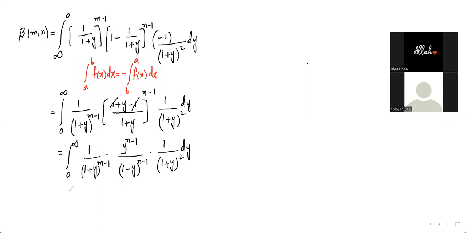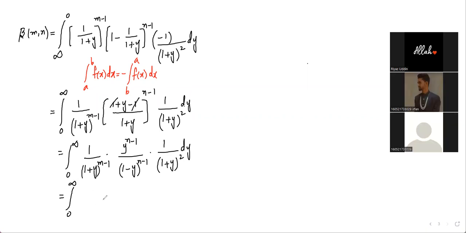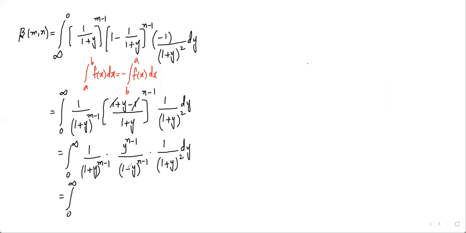Now if you notice, all the denominators are the same now. Sir, that's 1 plus y, 1 plus y whole square, no? Oh, sorry. It's plus now. All are plus. So all the denominators are the same now.